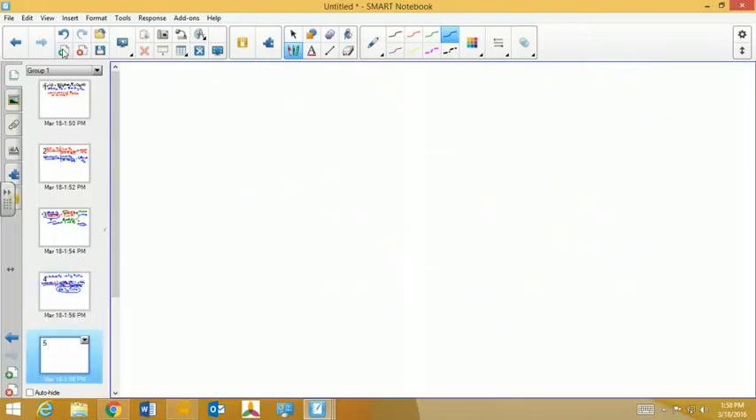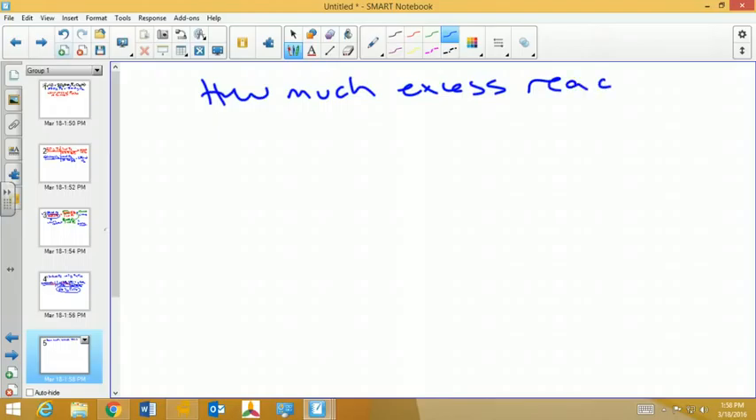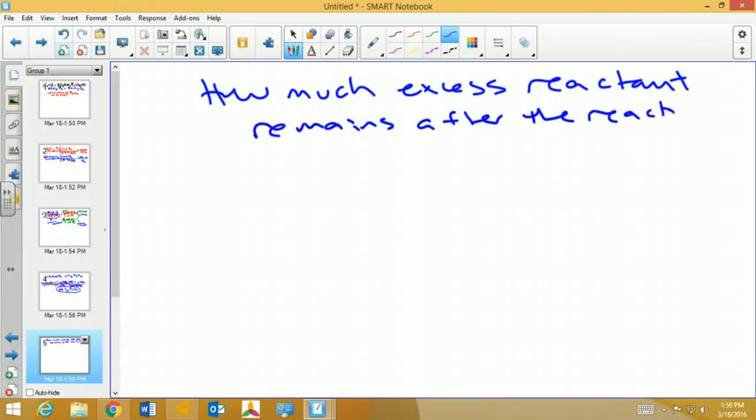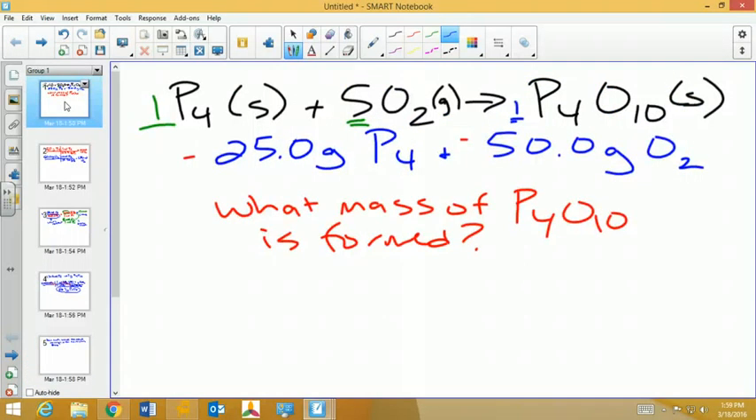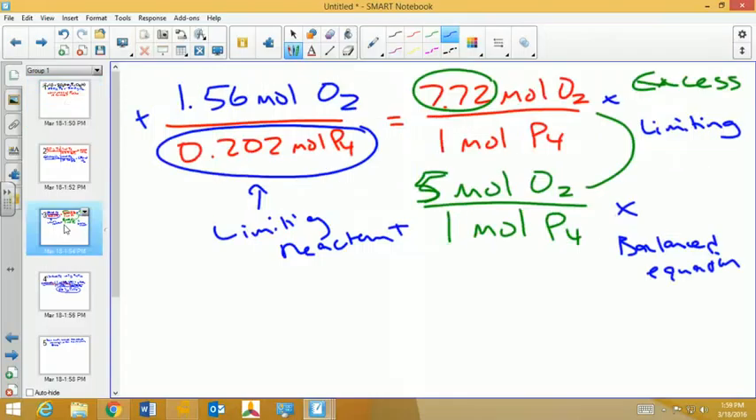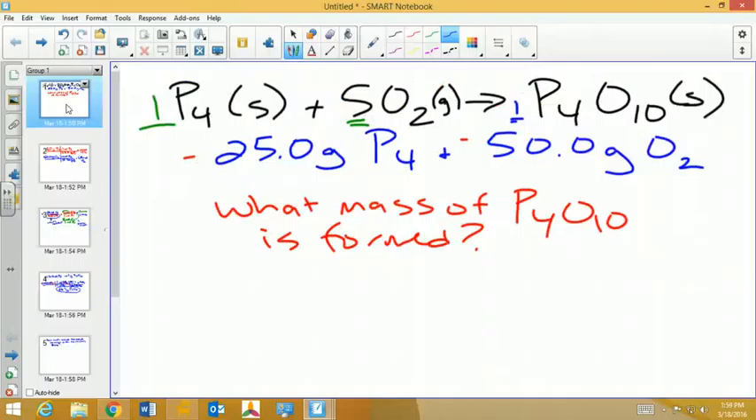The second part of this question asked us how much excess reactant remains after the reaction stops. So I want to know from this 50 grams of oxygen, which remember we said that P4 is my limiting reactant, so oxygen is my excess. Of that 50 grams, how much is left over?